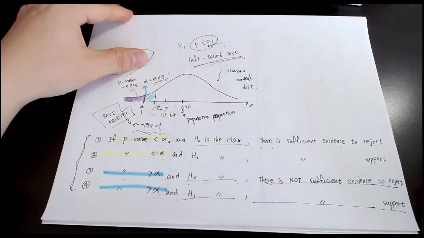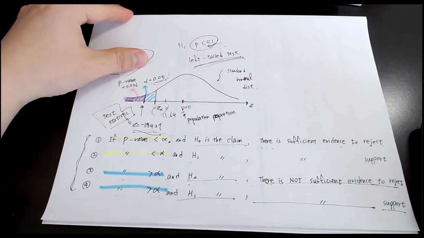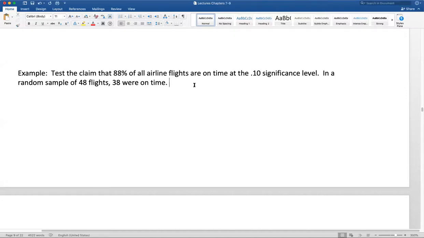All right, let's see the next example. Test the claim that 88% of all airline flights are on time at the 0.1 significance level. In a random sample of 48 flights, 38 were on time. So the claim is p is 88%, so 0.88, right? Now H sub 1 must be the opposite of the claim.